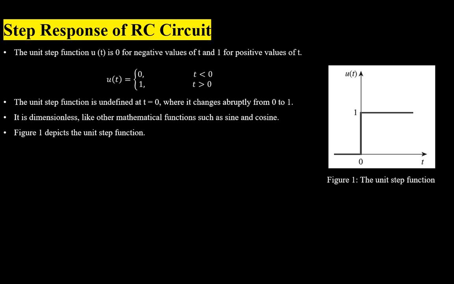Now we have a mathematical and graphical representation of a step function. If you look at figure 1, which represents a unit step function, the step function u of t is plotted against time t. For time less than 0, or for negative values of time, the function u of t has a value of 0, and for time t greater than 0, or for positive values of time, the function has a value of 1. And at time t equals 0, this transition from 0 to 1 occurs, so it is undefined at time t equals 0. And this is also dimensionless like other mathematical functions such as cos or sine.